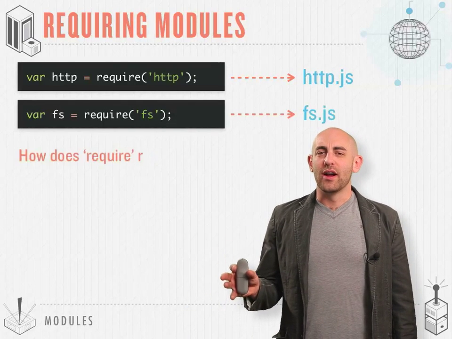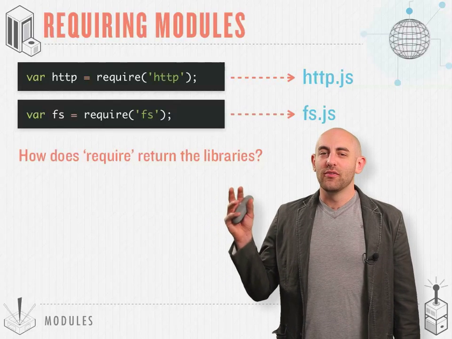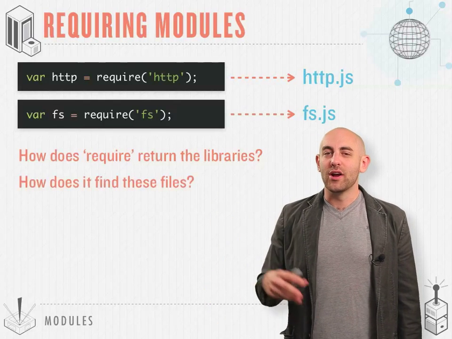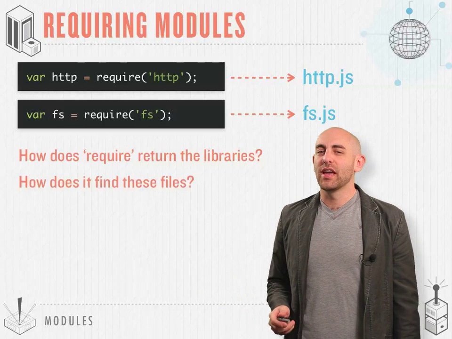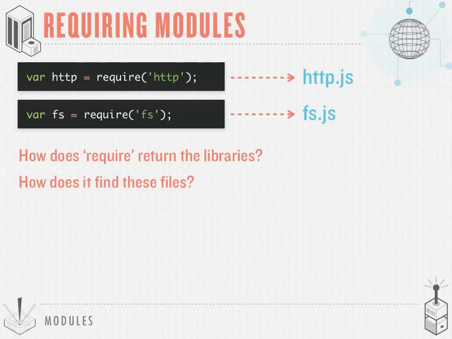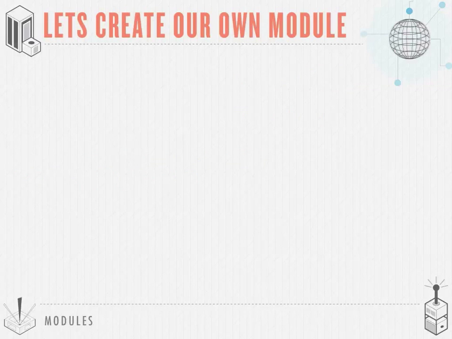So how does require work? How does require find these libraries? And what does require return? How do we define what require returns? Well, let's look at what that would look like. In Node.js, when we want to share code, we create these things called modules. So let's create a function and we want to share that with our app.